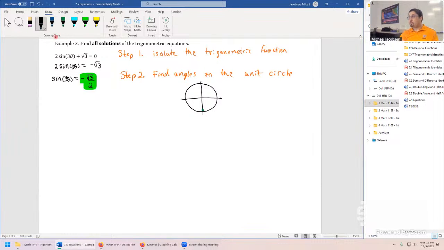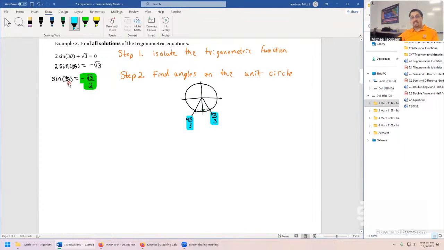And this gives us two particular angles. One of them is this angle right here. This one is going to be 5 pi over 3. Another angle is over here, and this one is the 4 pi over 3 angle. And you can check, if you swap 3 theta, the entire 3 theta, for 4 pi over 3, you do get negative root 3 over 2. And same with 5 pi over 3.